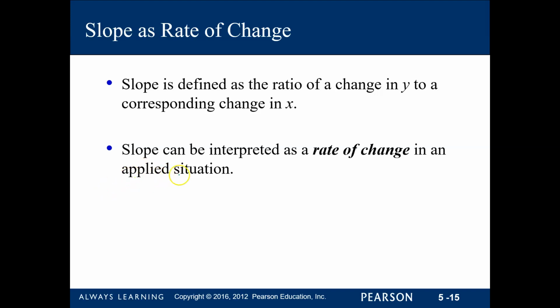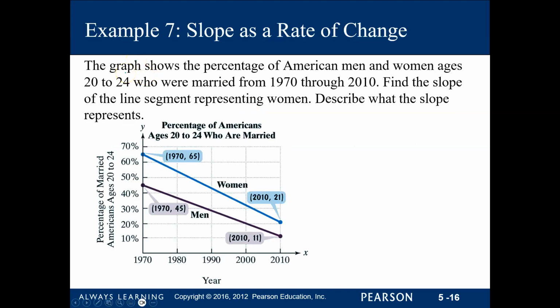So rate of change is something that is always associated with slope. So remember that slope is always the ratio between the change in y over the corresponding change in x. So how can we show that rate of change? Let's have this example here. We have a graph here showing the percentage of American men and women ages 20 to 24 who were married from 1970 through to 2010. So find the slope of the line segment representing women, okay? In this case, women are the line in blue. Describe what the slope represents, okay?